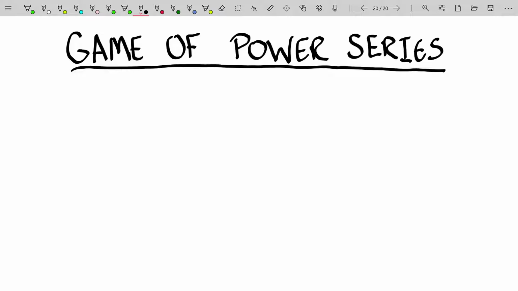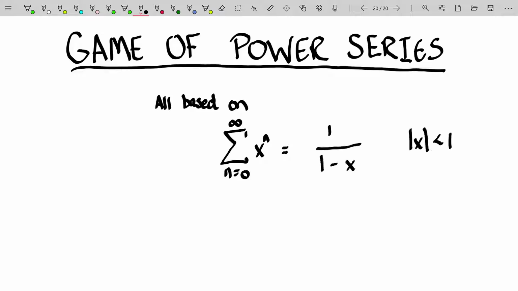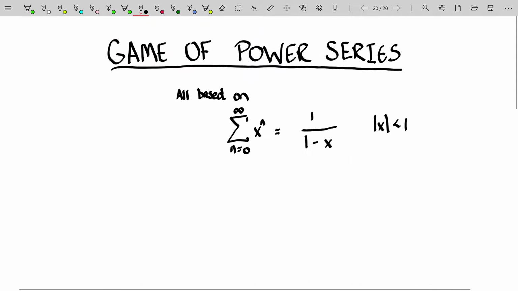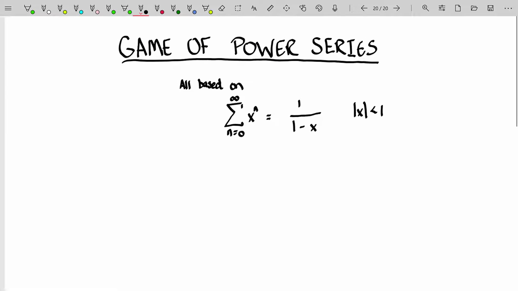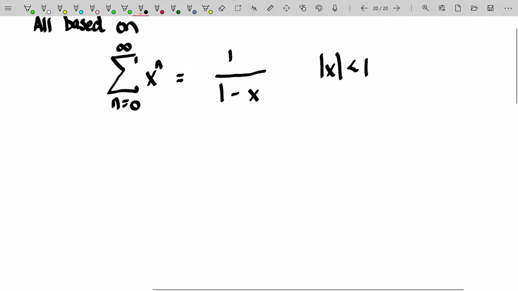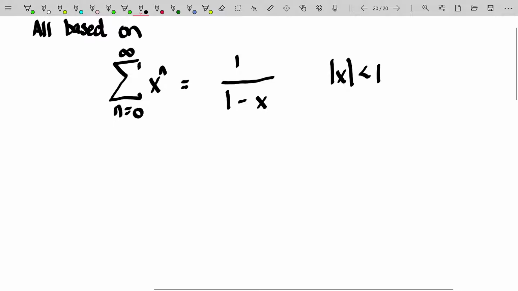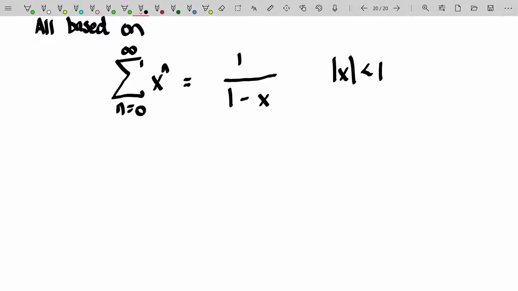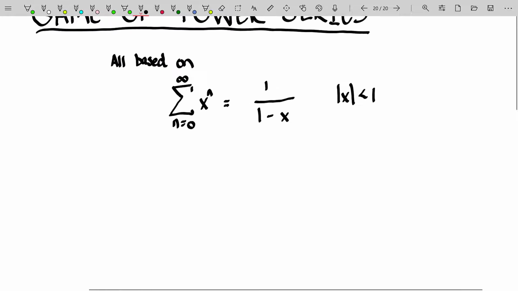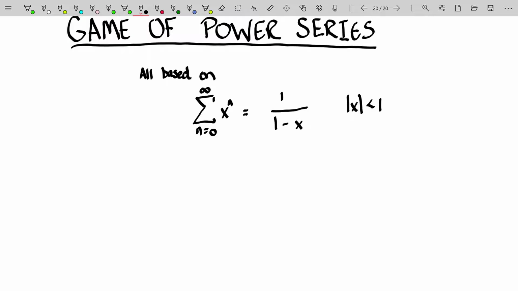So this is all based upon the following. There we go. So this entire game of power series is based on when you're working with the power series sum from n equals 0 to infinity of x to the nth, which we know converges as long as the absolute value of x is less than 1, and we know it converges to 1 over 1 minus x. That's both from our pre-calculus and from our Calc 2.